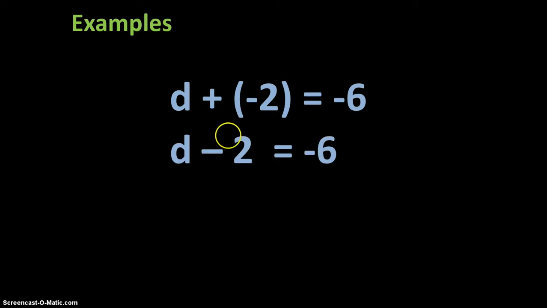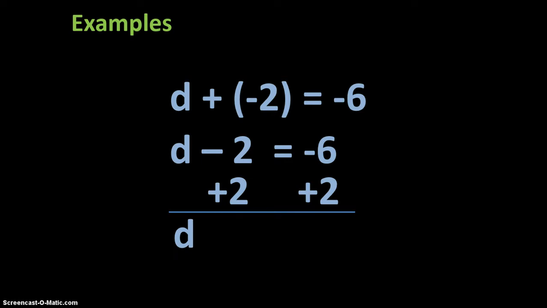Now the number next to my d is minus 2, so I need to get rid of that minus 2. The way I get rid of that minus 2 is do the opposite. The opposite is to add 2. Add 2 to both sides, because what you do to one side, you must do to the other side. It's going to eliminate the 2 on the side next to the d, leaving d equals negative 6 plus 2. If you need to use your calculator, use your calculator. Negative 6 plus 2 is negative 4.